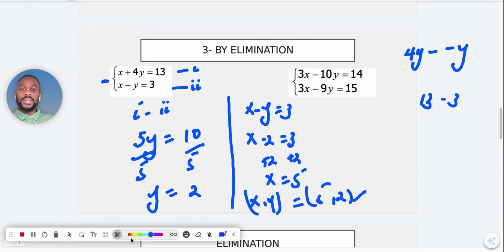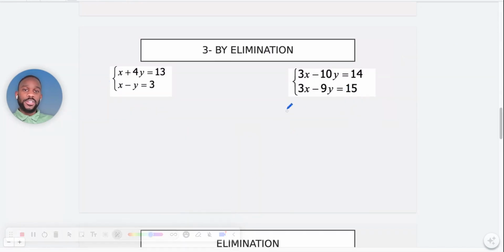Let me look at example 2 here. We want to use the elimination method to get the value of x and y that satisfy this system of linear equations. Look at the coefficients. The coefficients of x are the same, 3, while the coefficients of y are not the same. So it's easier to eliminate x, right? Eliminate x. How would you eliminate 3 and 3? Positive 3 and positive 3 you would subtract.